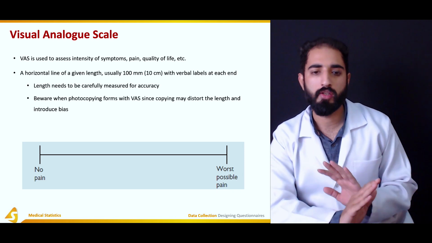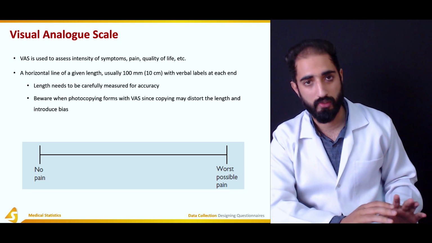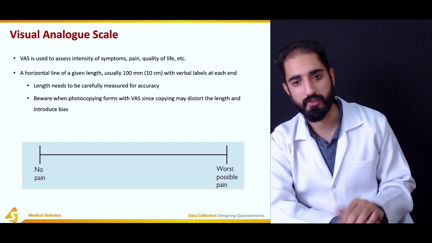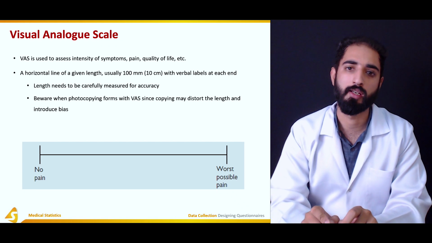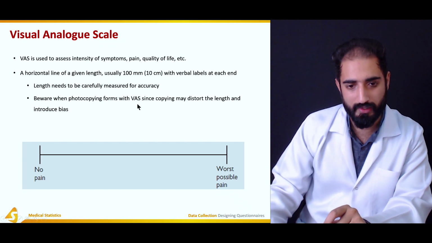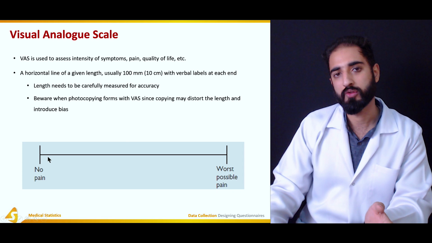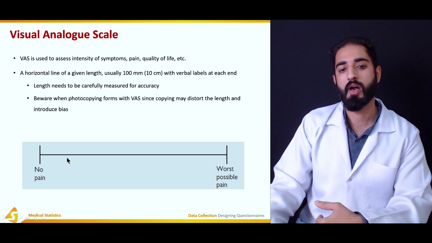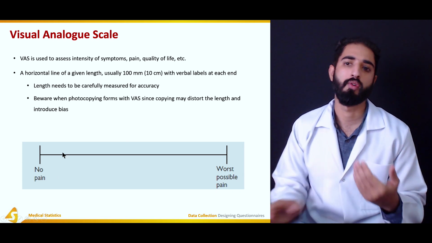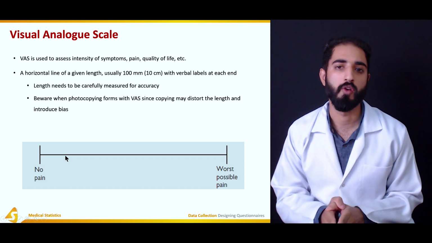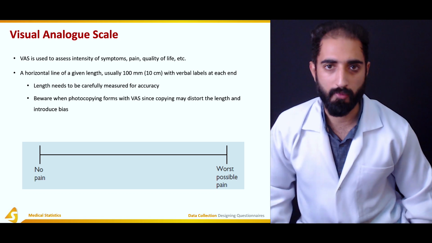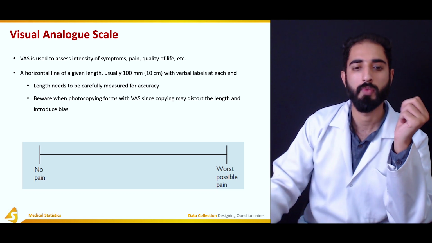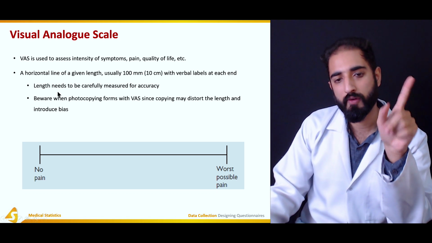It is actually a horizontal line, which is usually 100 millimeters or 10 centimeters. The patient response is calculated based on the mark he puts on this line, and you calculate the length. So let's suppose a person marks the line here, it is 1 centimeter. So 1 centimeter, or 10 millimeters, would be the score of that participant, with 0 being the minimum and 100 being the maximum. So the length needs to be carefully measured for accuracy.